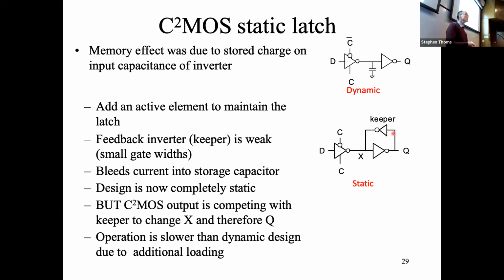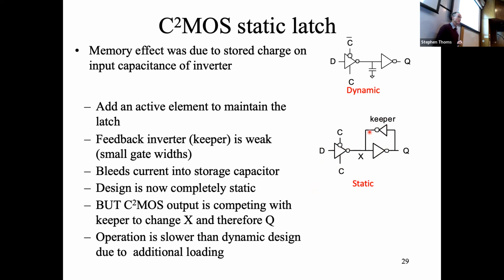What you do with the design here is we'd make the widths of the transistors in the keeper much smaller. So it would be a weaker inverter. It only needs to be strong enough to keep the signal at X fixed. It doesn't need to be stronger than that. And the problem, of course, comes when you try and change D. So if the clock was 1, D changes, then the signal at D is competing with this inverter here to make the switch.